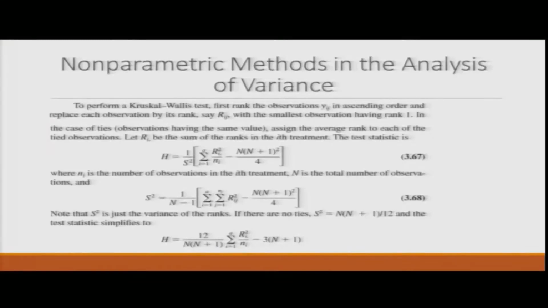Once you find out s square, note that s square is the variance of the ranks, as I mentioned. If there are no ties, then obviously s square would be N into N plus 1 divided by 12, and the test statistic basically simplifies to the formula which is given here. I am using the symbol H to denote this test statistic, which is the Kruskal-Wallis test statistic.